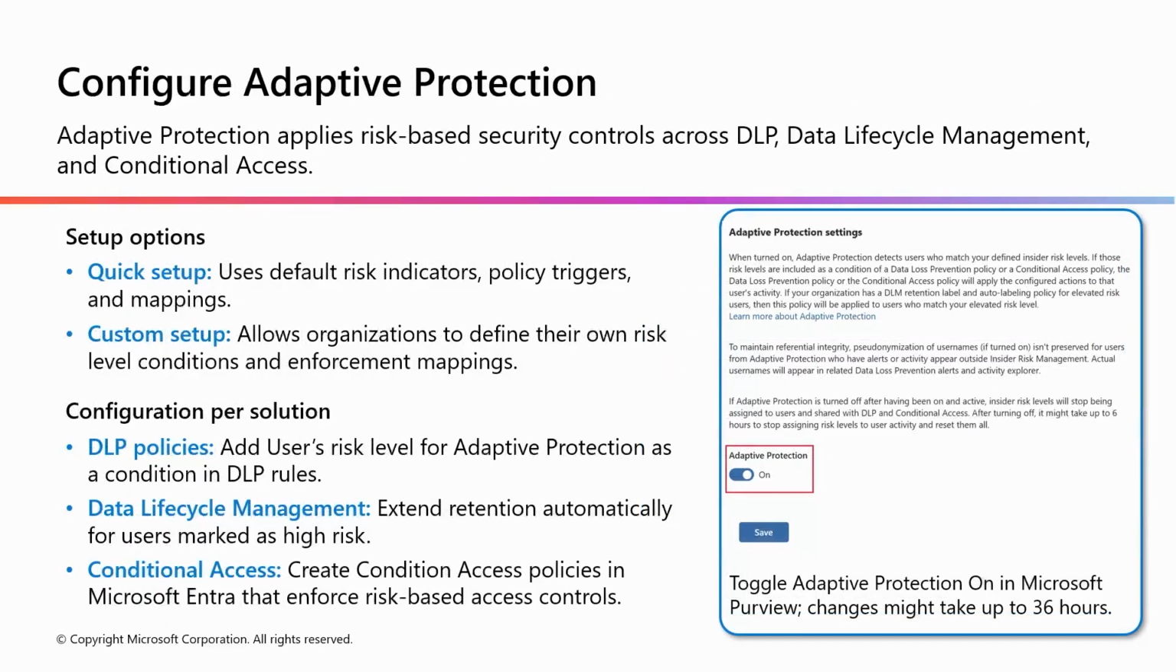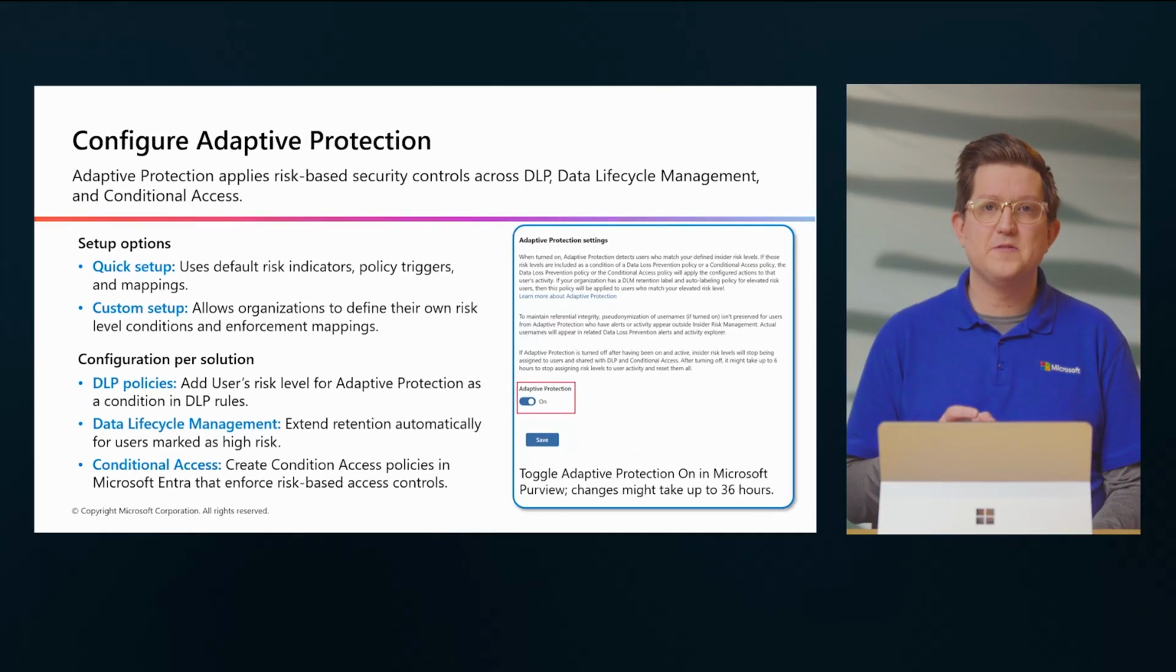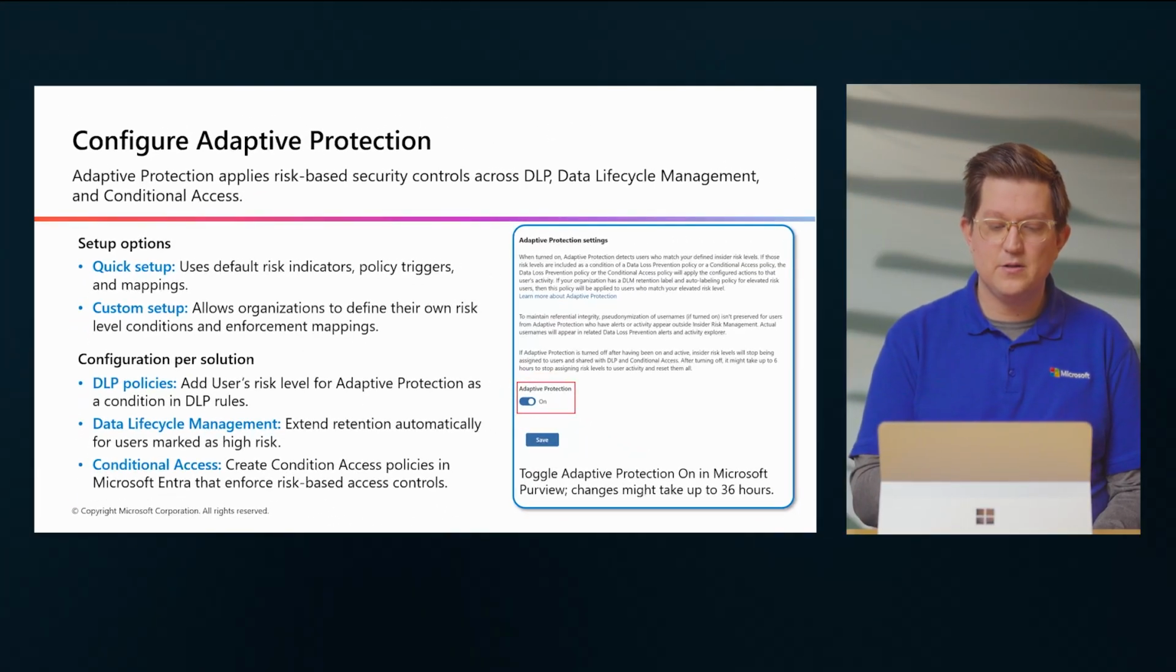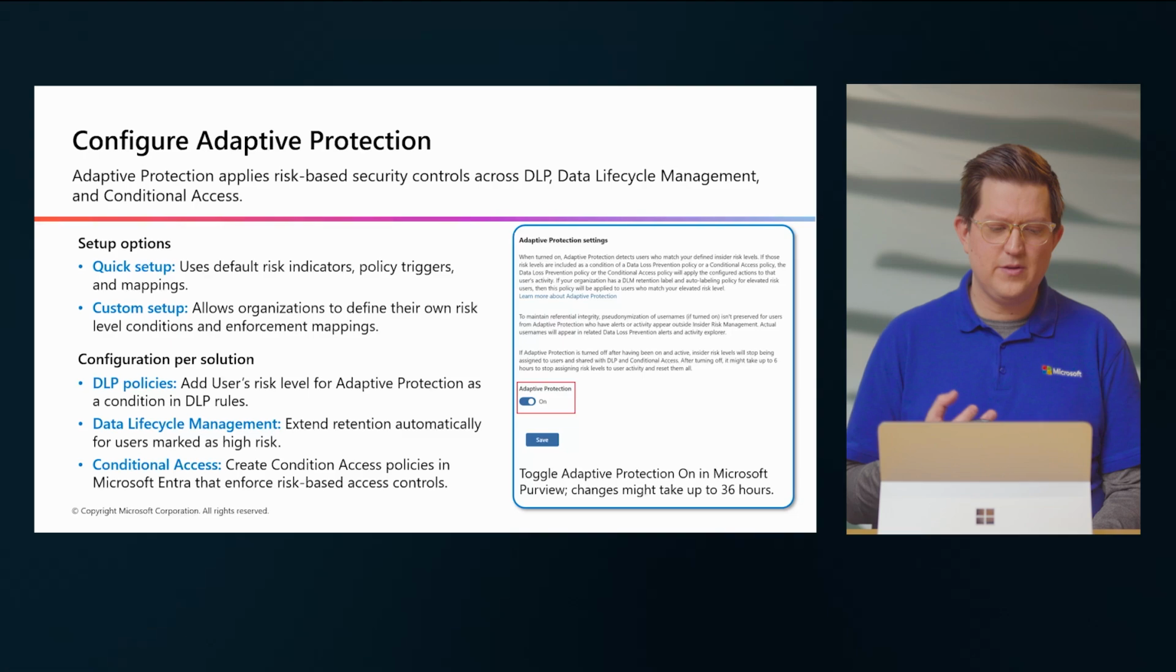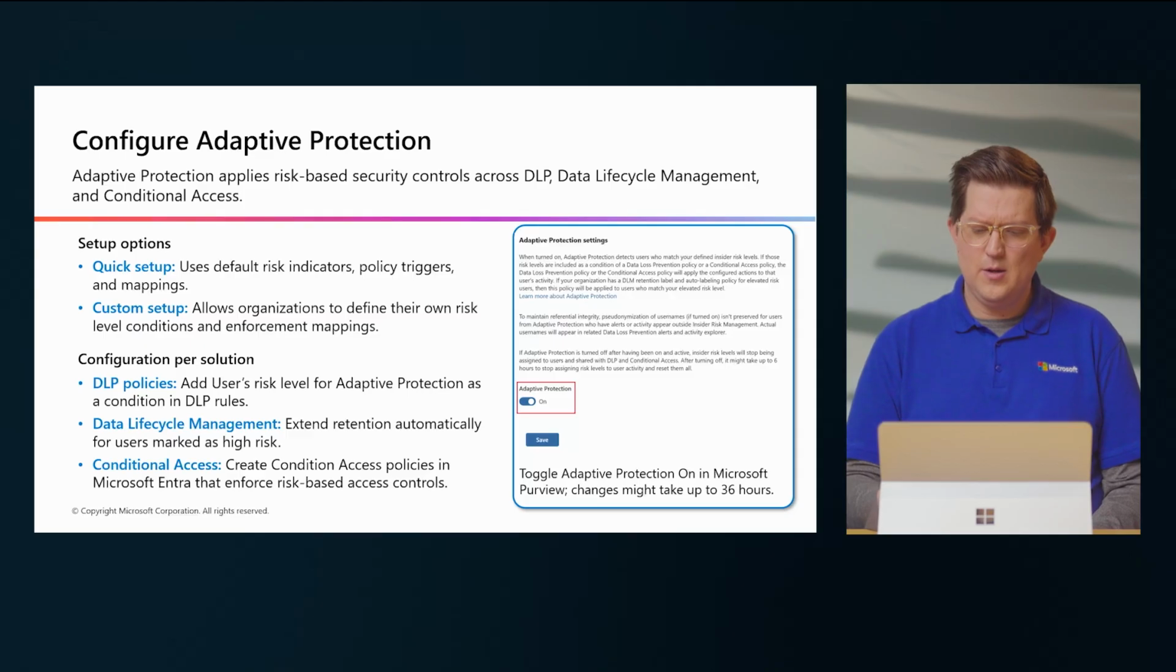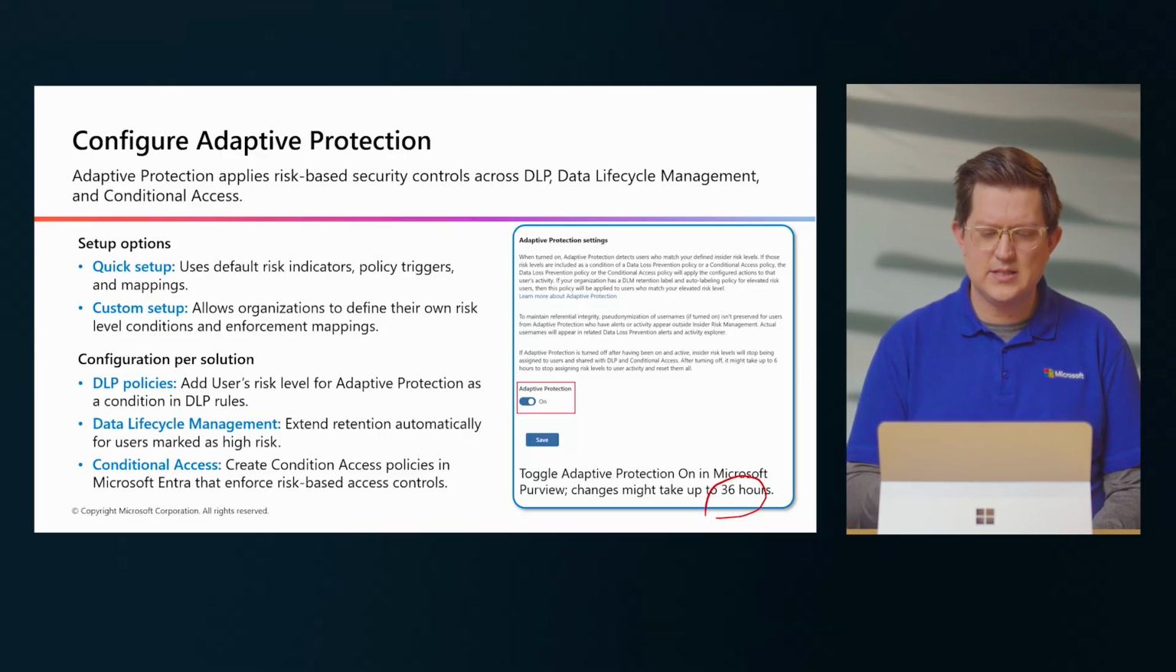Now, if you are interested in using the adaptive protection procedures, remember that it is not enabled by default. It is something that you have to turn on. Because adaptive protection involves extremely sensitive collation of information and analysis, you do need to go through and ensure that you understand the implications of what happens when you enable it. When you actually turn this on, there is an automated configuration that can be triggered, but you can also do this manually. Regardless though, it takes about 36 hours to actually get the risk indicators flowing. You want to make sure this is turned on early.